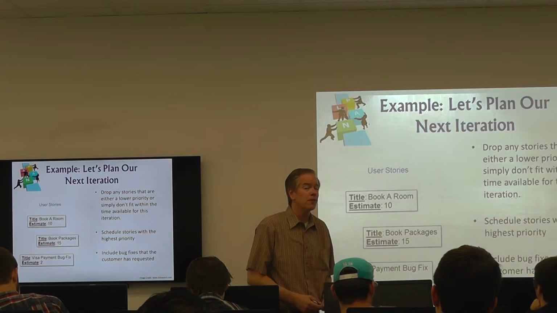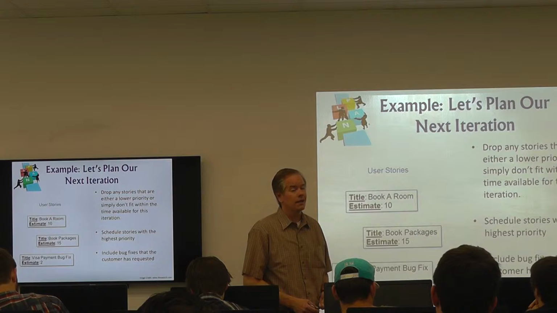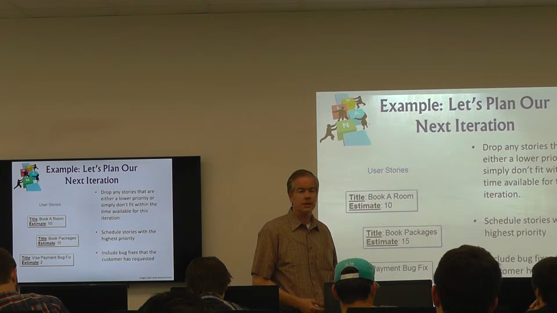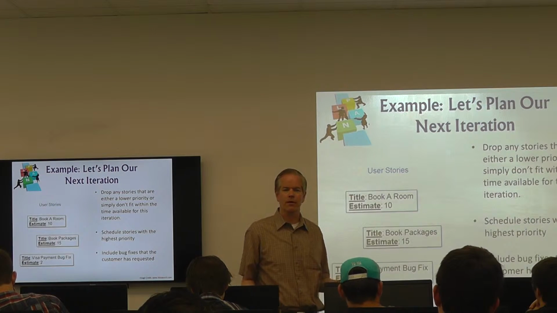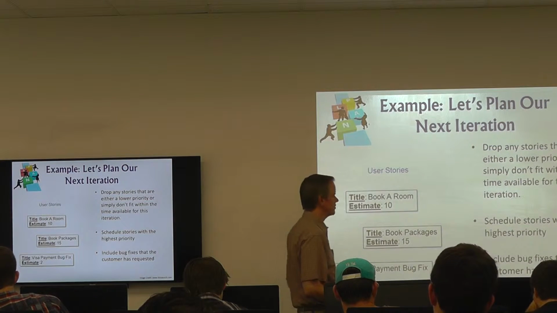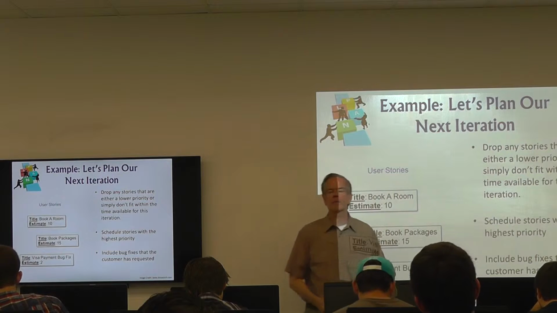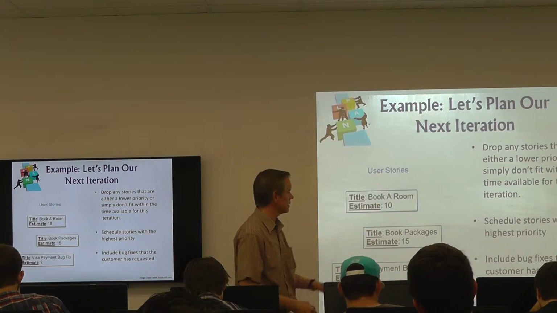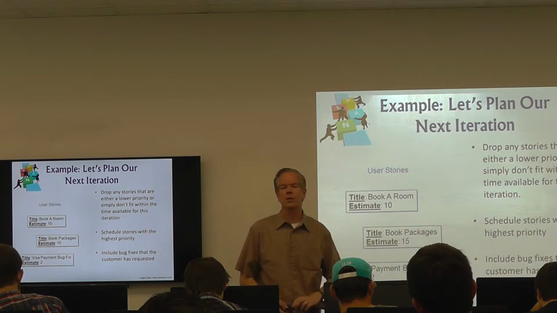Now, if you've got a whole bunch of stories that are highest priority, you're really going to have a discussion with the customer and say, listen, they're all number one priority. They can't be. Let's reprioritize all the number one priority stories. And then, of course, include any bug fixes. Now, remember, especially any bug fixes the customer has requested.